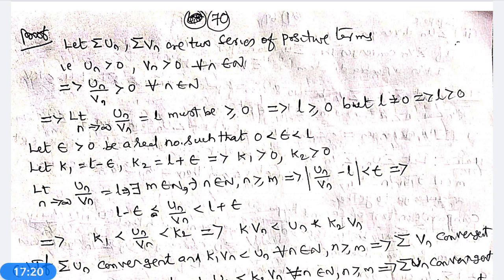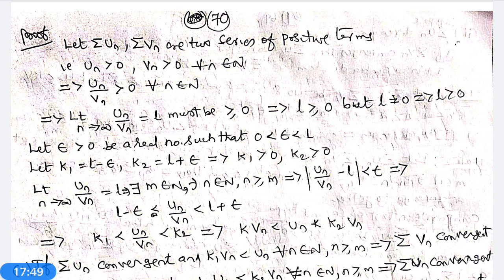The limit exists. This implies let epsilon > 0 be a real number such that 0 < epsilon < L. Let k1 = L − epsilon, k2 = L + epsilon, which implies k1 > 0, k2 > 0.